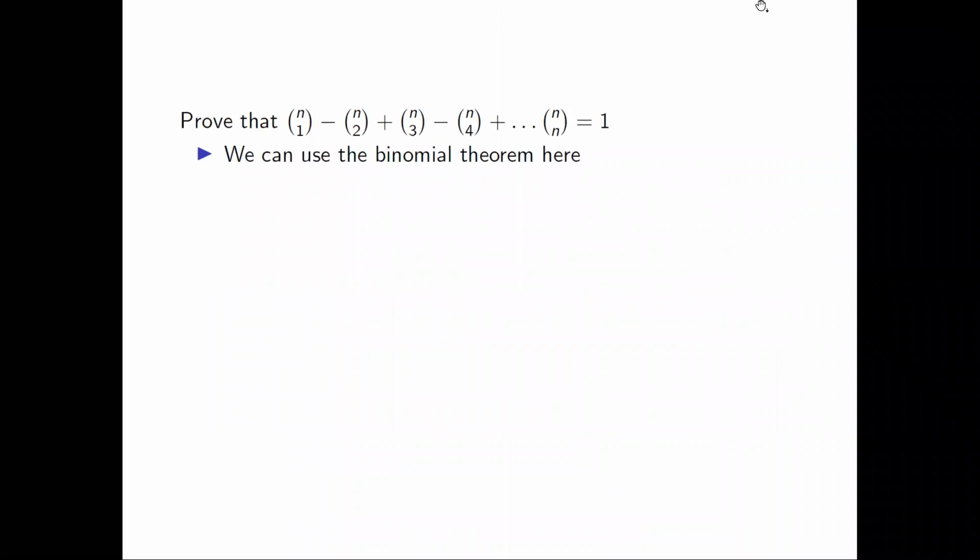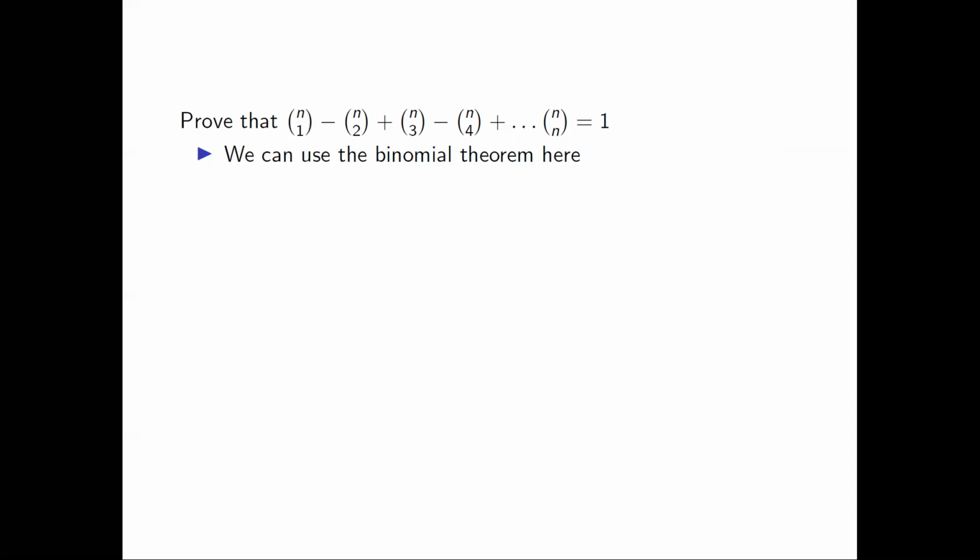So let's apply the binomial theorem to prove some identity. Here's a good one that we can use it on. The identity that I claim is that for any n greater than or equal to 1, we have n choose 1 minus n choose 2 plus n choose 3 minus n choose 4 plus n choose 5 minus n choose 6 plus n choose 7 minus n choose 8 plus and so on and so forth, all the way up to n choose n. So if n is even, it'll be a minus n choose n. If n is odd, it'll be a plus n choose n. And I claim that alternating sum is equal to 1.